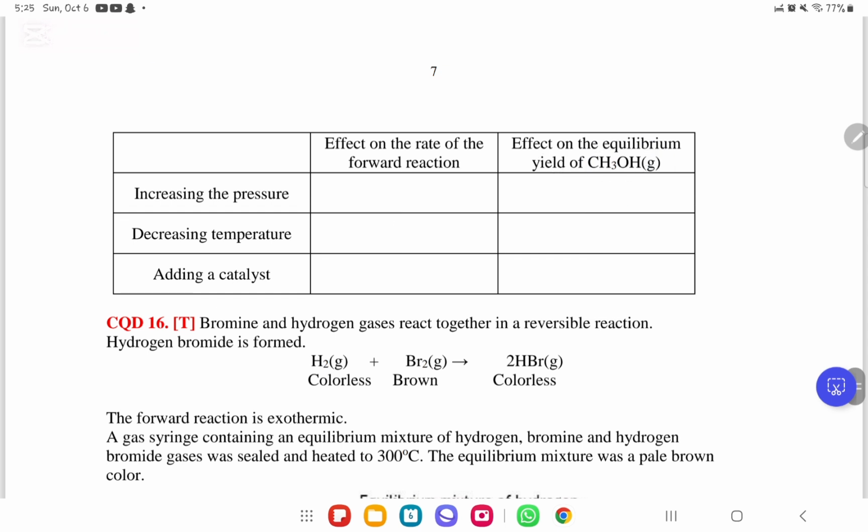Now adding a catalyst. If you add the catalyst, what does it do? It increases the rate of the forward and the backward, so the effect on the rate of the forward reaction increases, but it has no effect on the yield of product, so we have no effect for this one.